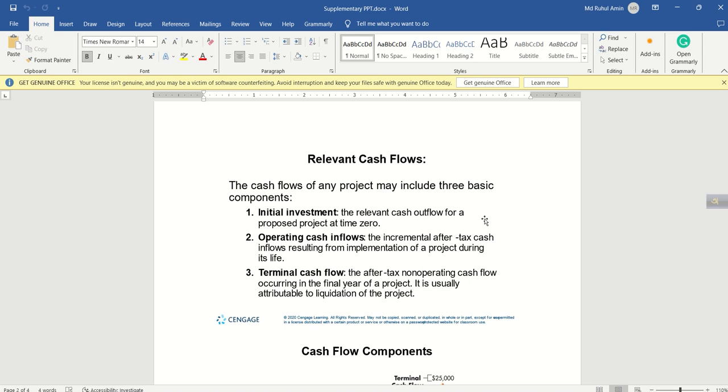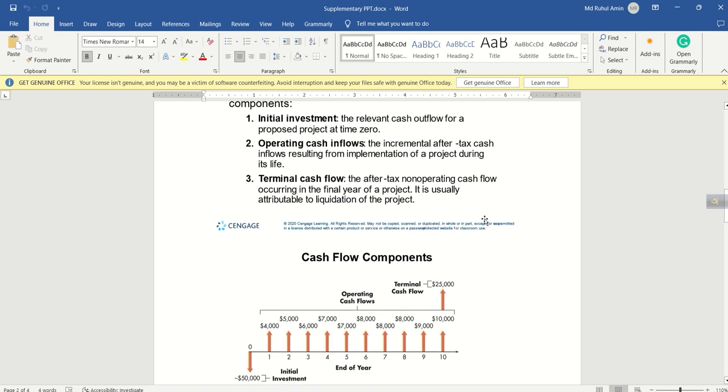And say your project, you estimated, will survive for the next 10 years, but after 10 years, if you have something to sell out of that project, I mean the salvage value, that salvage value is an additional cash inflow to operating cash inflows. That additional cash inflow is our terminal cash flow. So we need to think of these three items in relevant cash flow estimation. Let's consider this example.